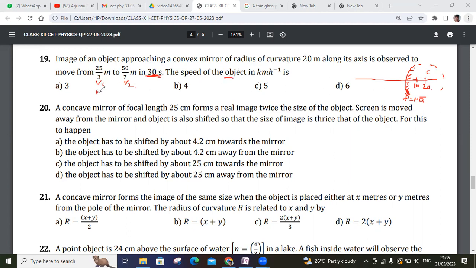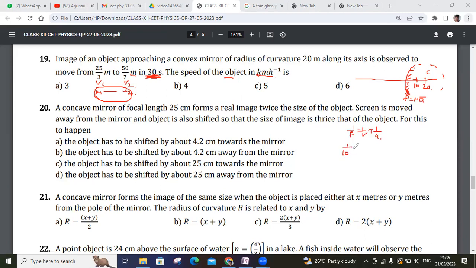So how to get its corresponding u1 and corresponding u2, and this change happens in 30 seconds. So the distance traveled by the object will be the difference between these two, and divided by time we will get speed. But they want it in kilometer per hour, not in meter per second. So how to get it? Use the mirror formula, 1 by f equals 1 by v plus 1 by u.